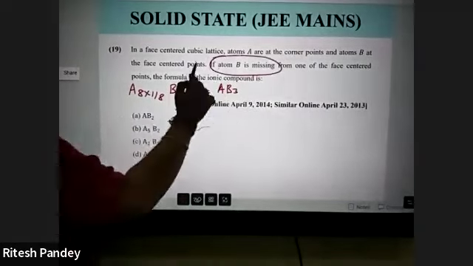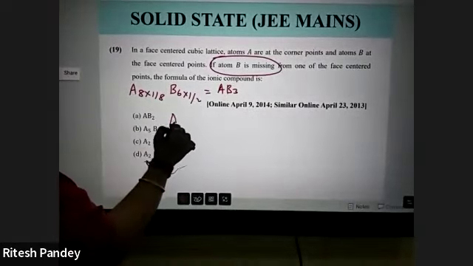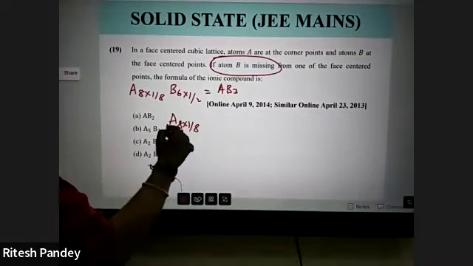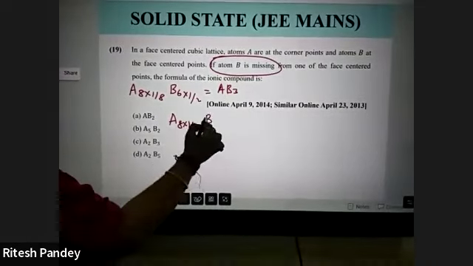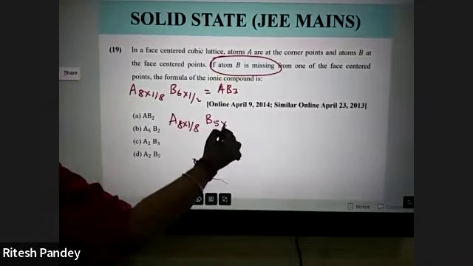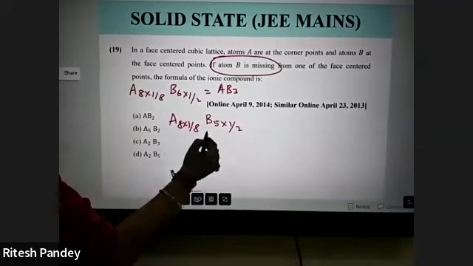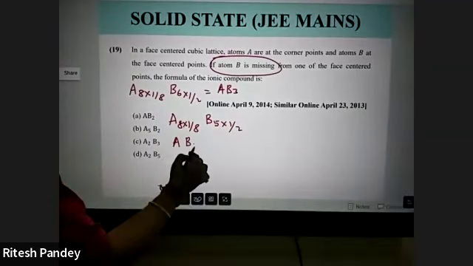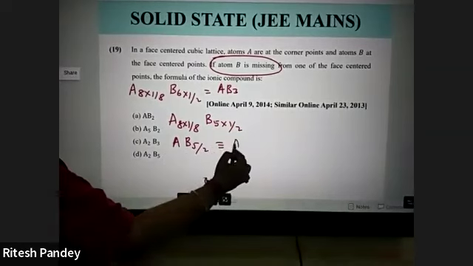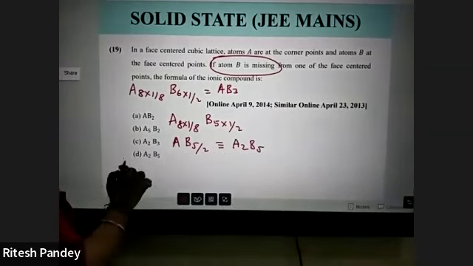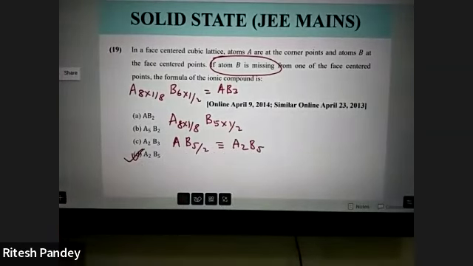In this case, one atom is missing. So if one atom is missing, the 8 corners would be the usual A1, and out of 6 face centers, there are only 5. So this will give me A B5 by 2, which could obviously be written as A2B5. D is the right answer.